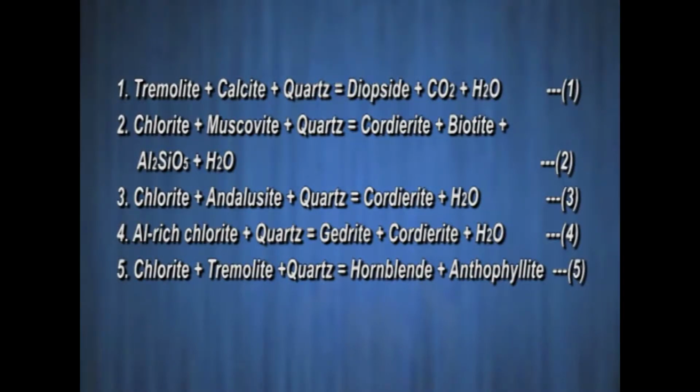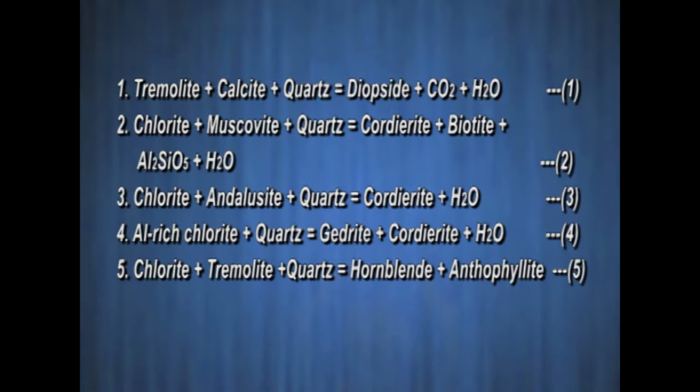Reaction 1: tremolite plus calcite plus quartz give rise to diopside plus CO2 plus water. Reaction 2: chlorite plus muscovite plus quartz give rise to cordierite plus biotite plus aluminosilicates plus water. Reaction 3: chlorite plus andalusite plus quartz give rise to cordierite plus water. Reaction 4: Al-rich chlorite plus quartz give rise to gedrite plus cordierite plus water.